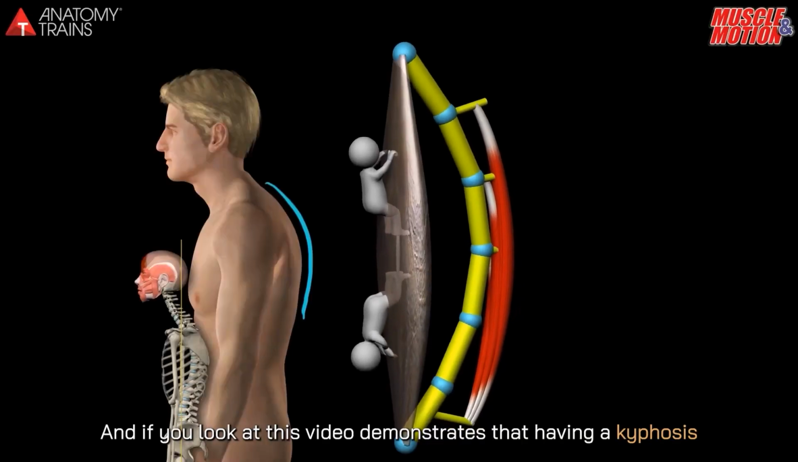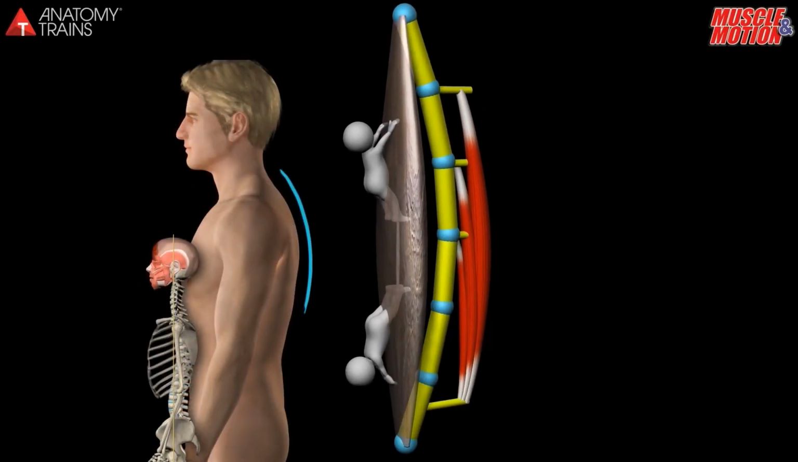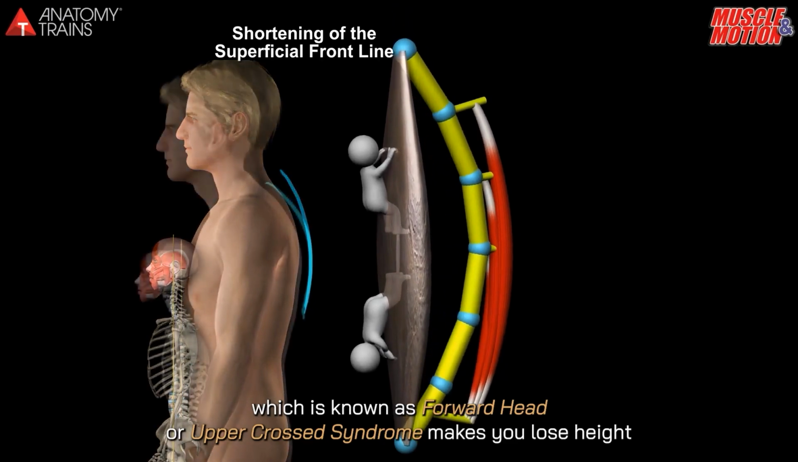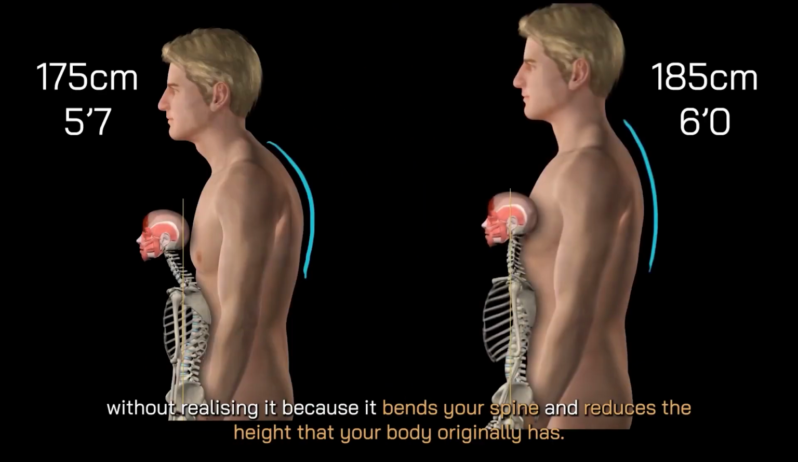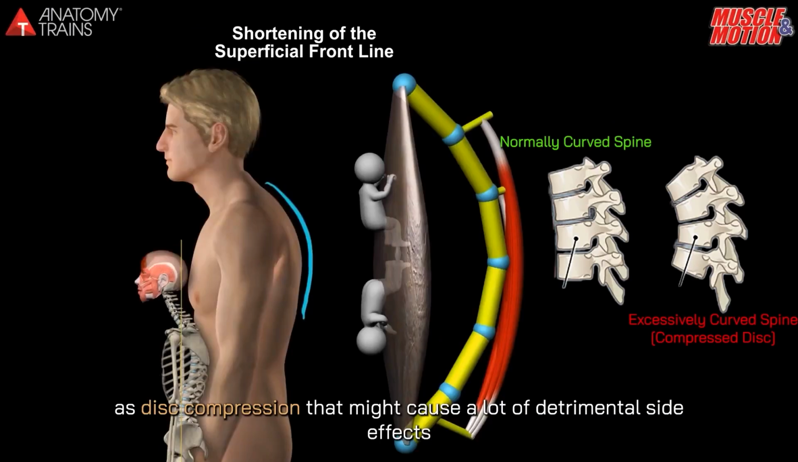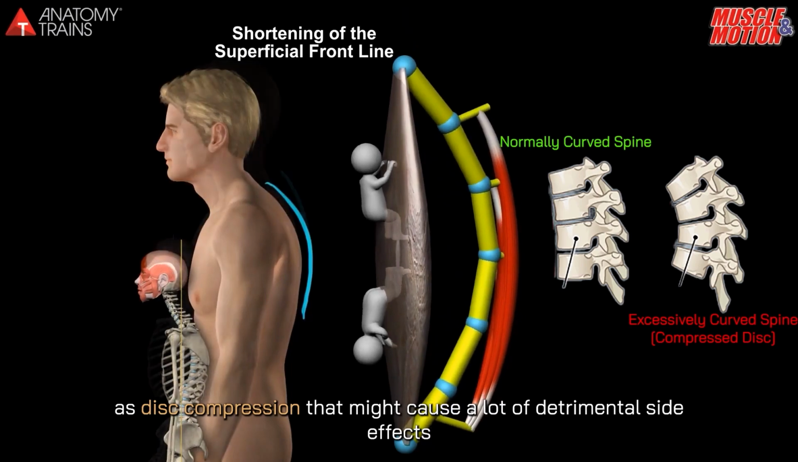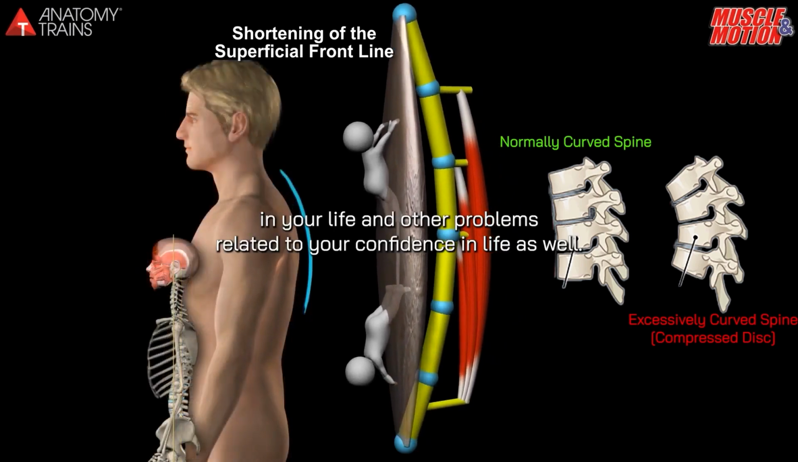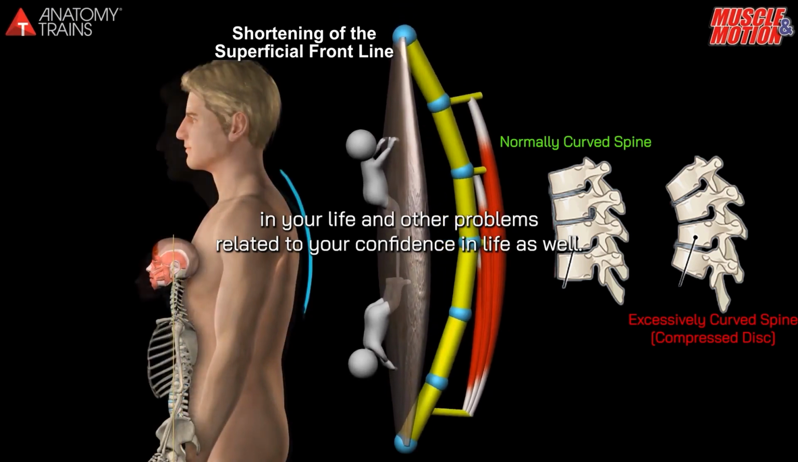And if you look at this video, it demonstrates that having a kyphosis, which is known as forward head or upper cross syndrome, makes you lose height without realizing it because it bends your spine and reduces the height that your body originally has, and that leads to a lot of problems, as this compression might cause a lot of detrimental side effects on your life and other problems related to your confidence in life as well.